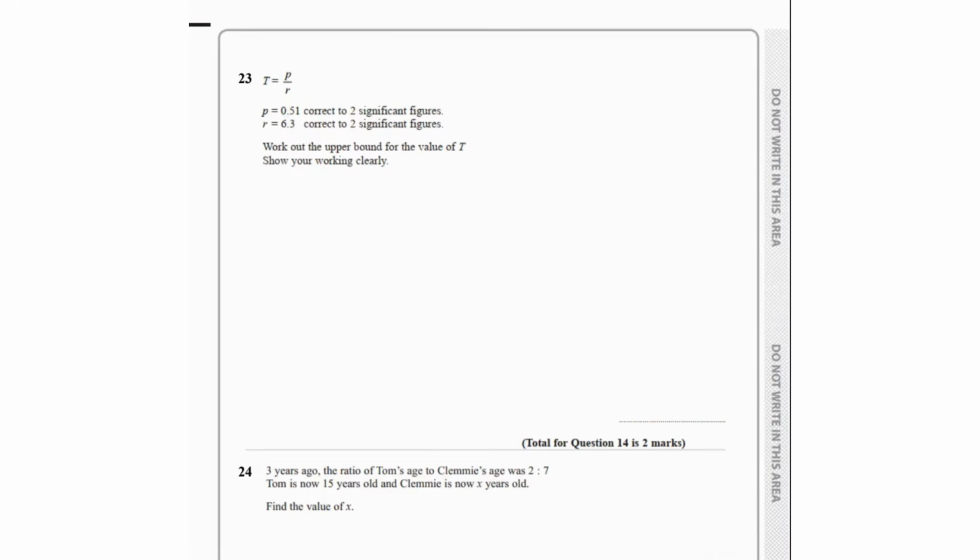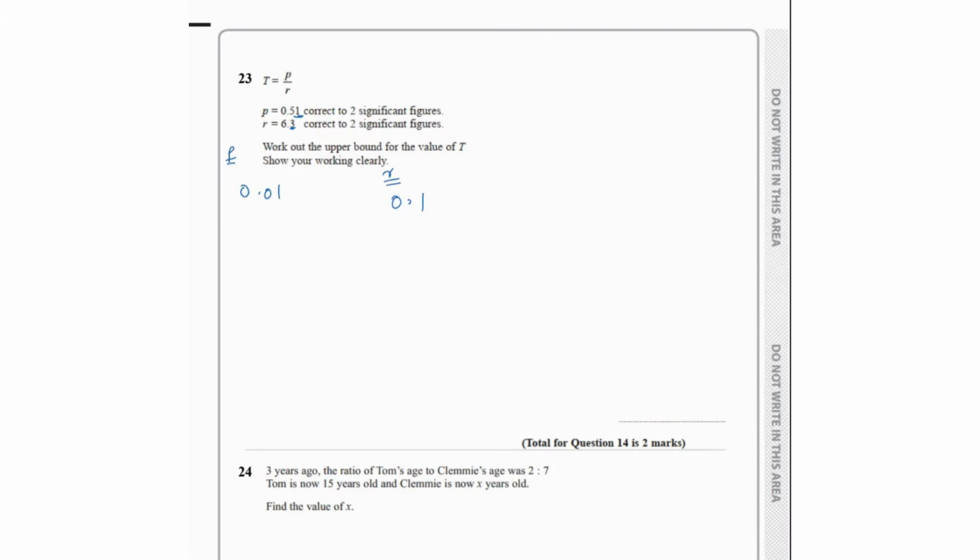So whenever it's correct to some significant figures, first what you check is what is that significant figure. Over here it says 2 significant figures. Second significant figure is 1. So now we check the place value of that significant figure. Place value of 1 is 0.01. For r, second significant figure is 3. Place value of 3 is 0.1.